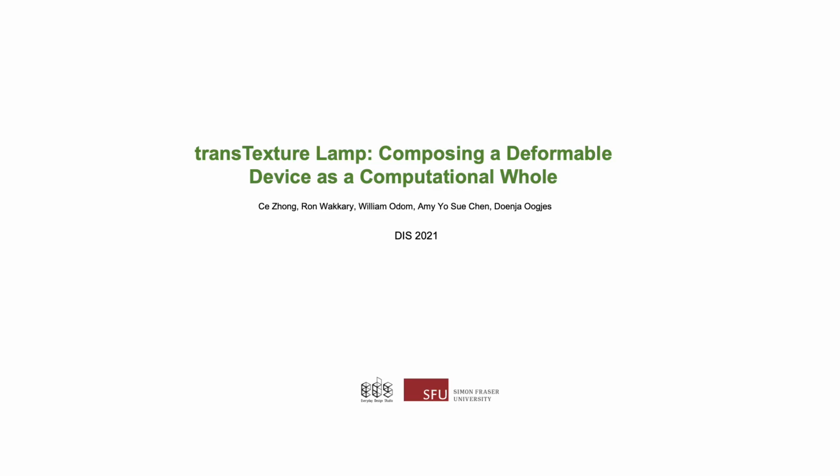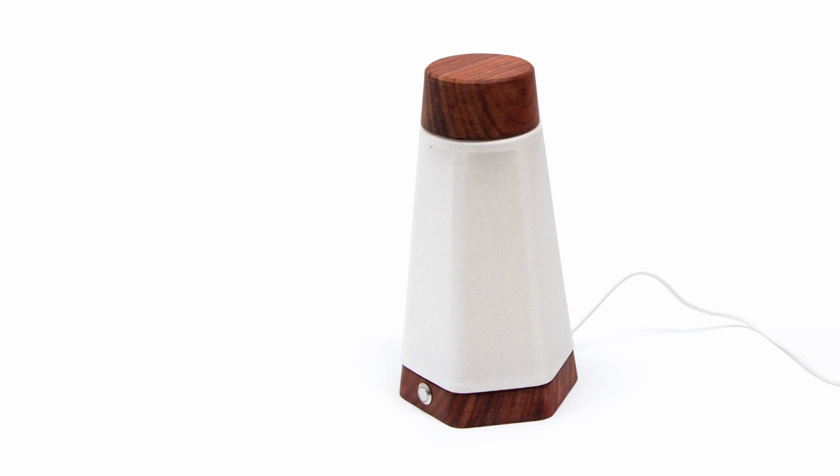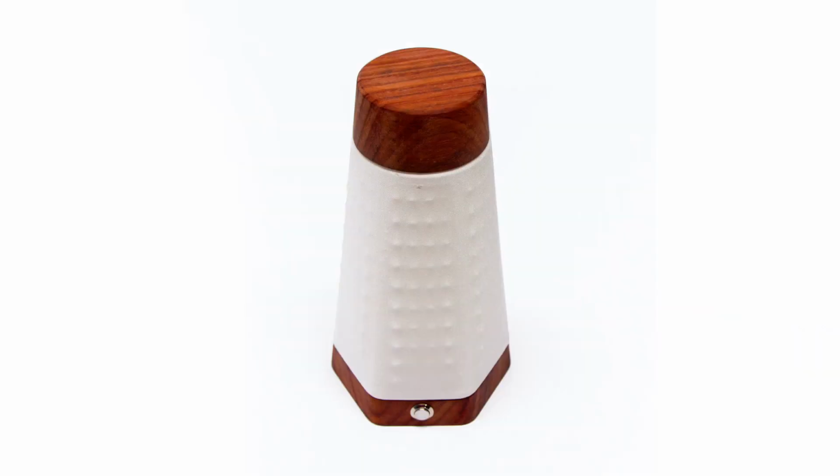In this paper, we present a theory-informed RTD exploration of a shape-changing artifact, transTexture lab. What is transTexture? TransTexture is a digital device featuring a deformable lab-shaped surface. The input interface of the device is a wooden knob on its top surface, and the output device is a stepper motor, which can trigger an embedded mechanism to deform the elastic fabric.